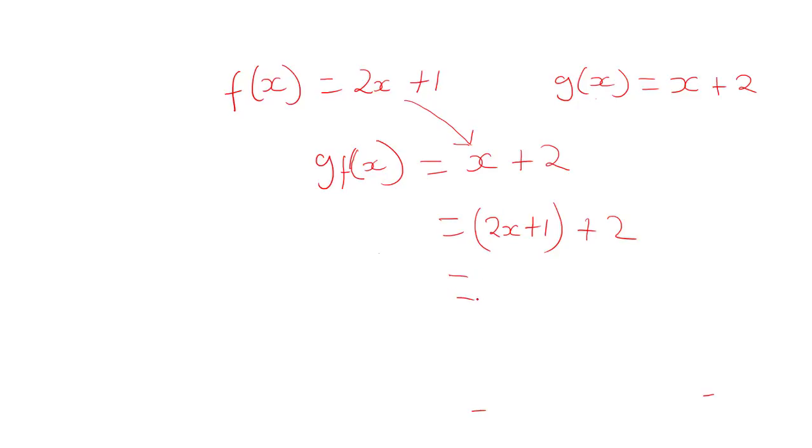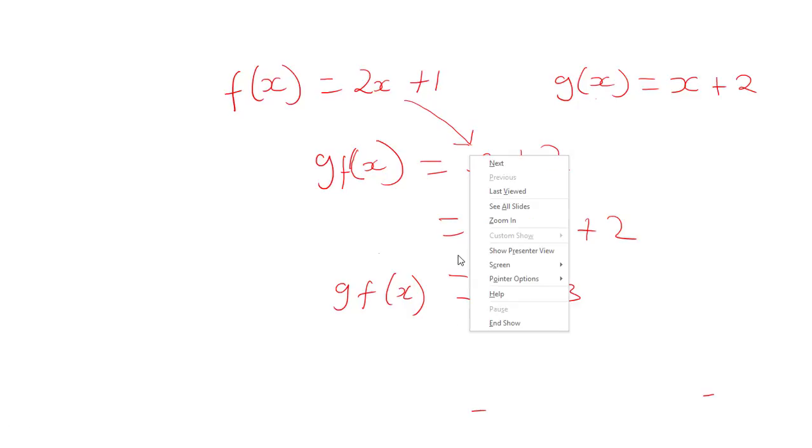Okay, so moving on, we have 2x, open the bracket, I've got 3 there. So that's just basically it. The function gf of x is given by 2x plus 3. Okay, so that is how to do a composite function.